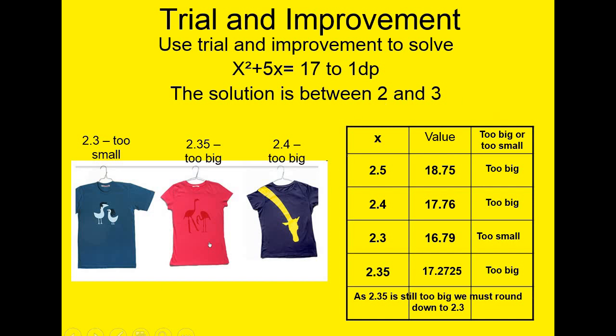So remember, we always draw a table. We usually use 3 columns: x, or whatever letter is in the question, the value, which is what you've actually worked out for your equation here, and then you make a decision whether it's too big or too small.